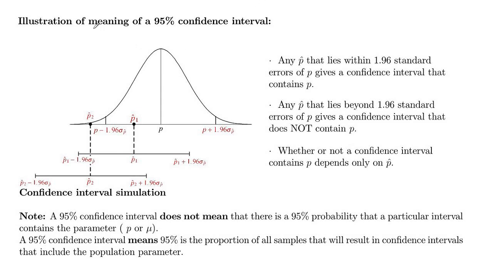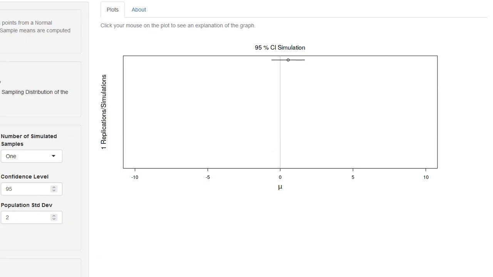So let's look at an illustration of the meaning of a 95% confidence interval. I'll actually do this by looking at a simulation. Here we have the left and right hand sides, representing the lower limit and upper limit of the interval. The dot in the middle is the point estimate, and this is the population parameter. In this case, it's the mean, but it could be a population proportion.